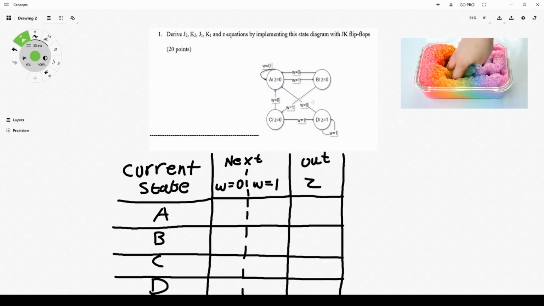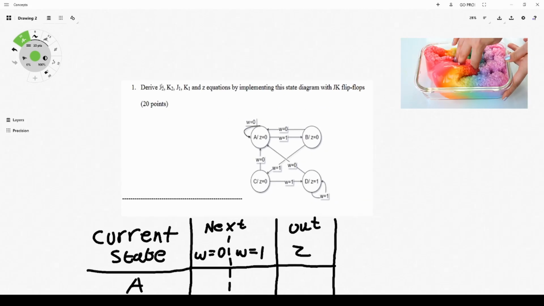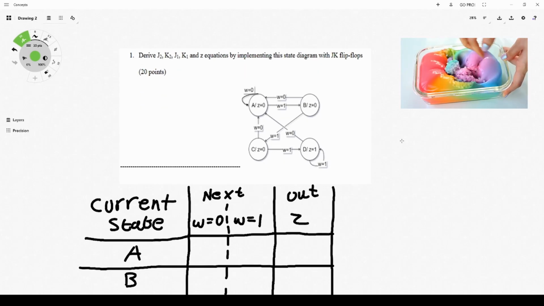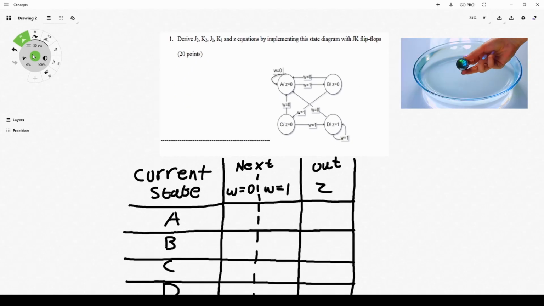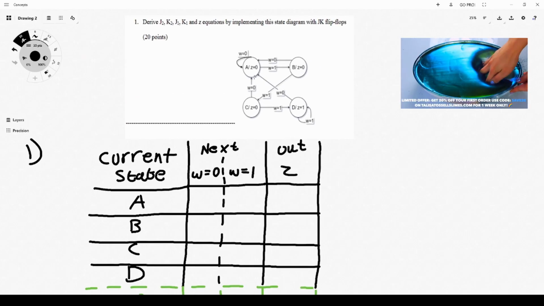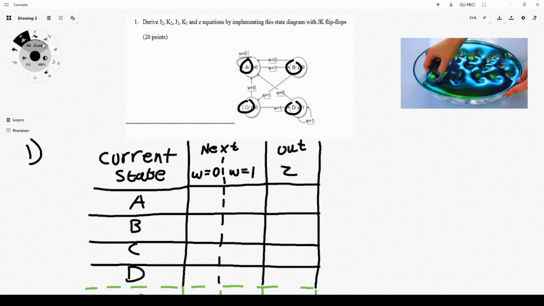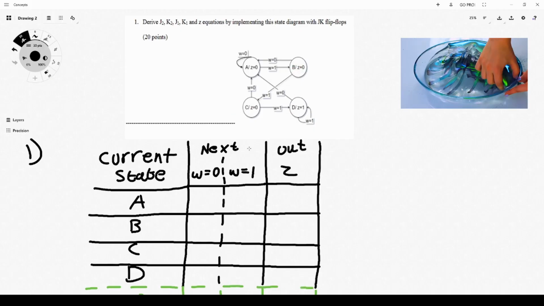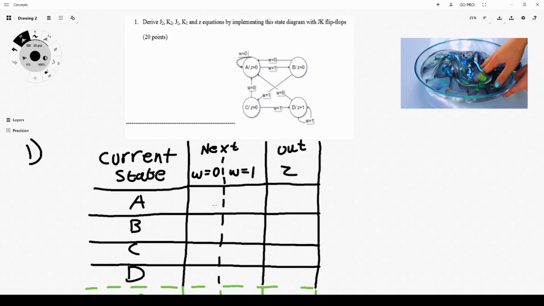Alright, here we have problem 1 from homework 11 that's asking us to derive the J2, K2, J1, K1, and Z equations by implementing the state diagram with JK flip-flops. So step 1 here is going to be to create our state table where we have our current states A, B, C, and D, and then we're going to see what happens with each input of W, as well as what the Z output will be dependent on those inputs at that state.